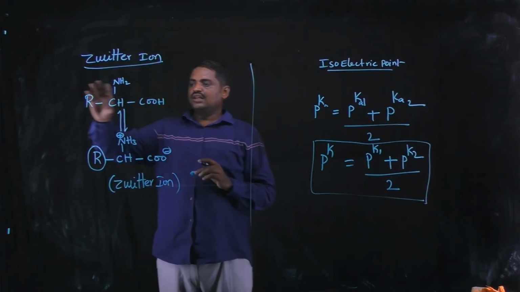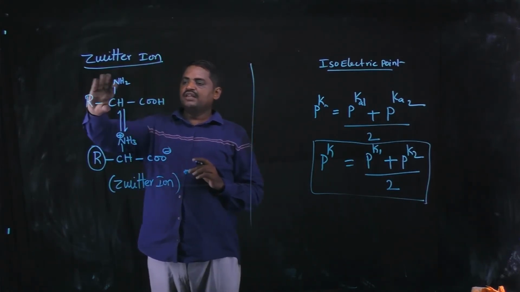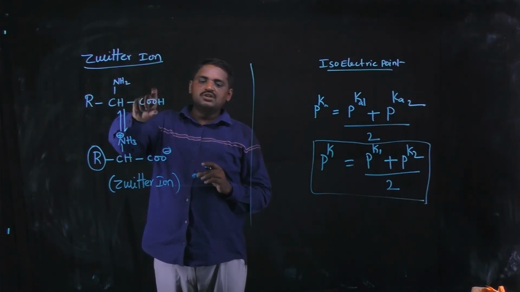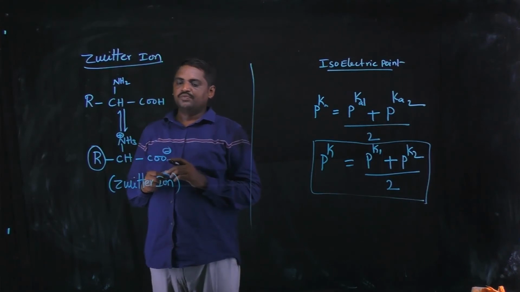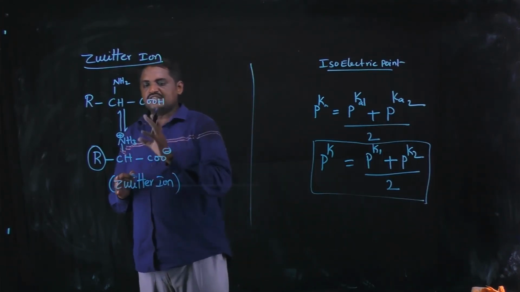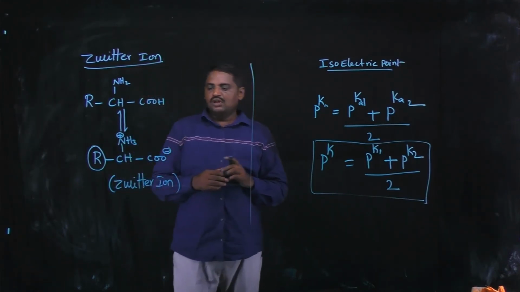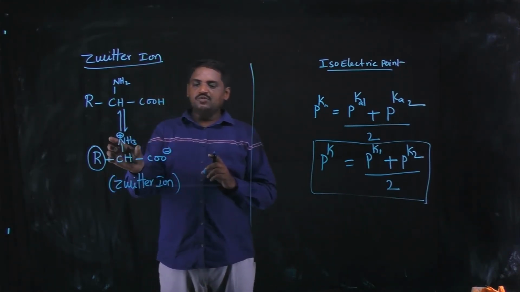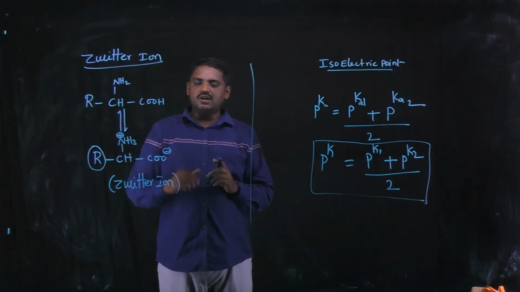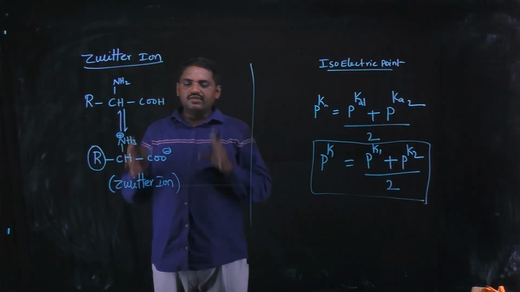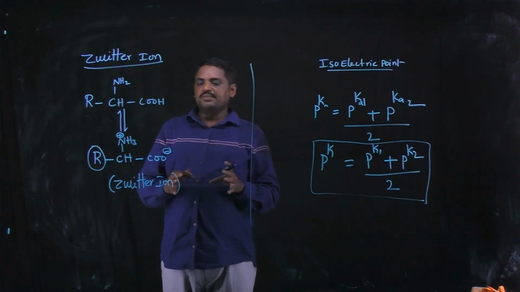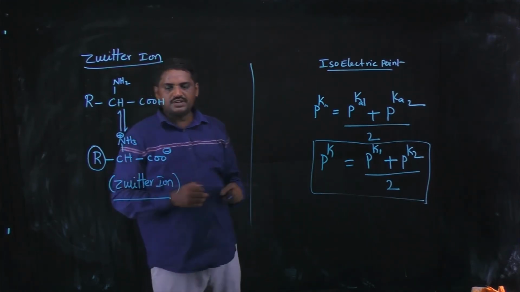So this is the general formula for amino acids. In this amino acid, R indicates an alkyl group, NH2 is a basic functional group, and COOH is an acidic functional group. The positively charged hydrogen ion is shifted from the carboxylic acid to the NH2 functional group, so the NH2 group becomes a positively charged ion and the carboxylic acid group becomes a carboxylate ion. The molecule contains both a positively charged ion and a negatively charged ion. This type of ion is known as a Zwitter ion.